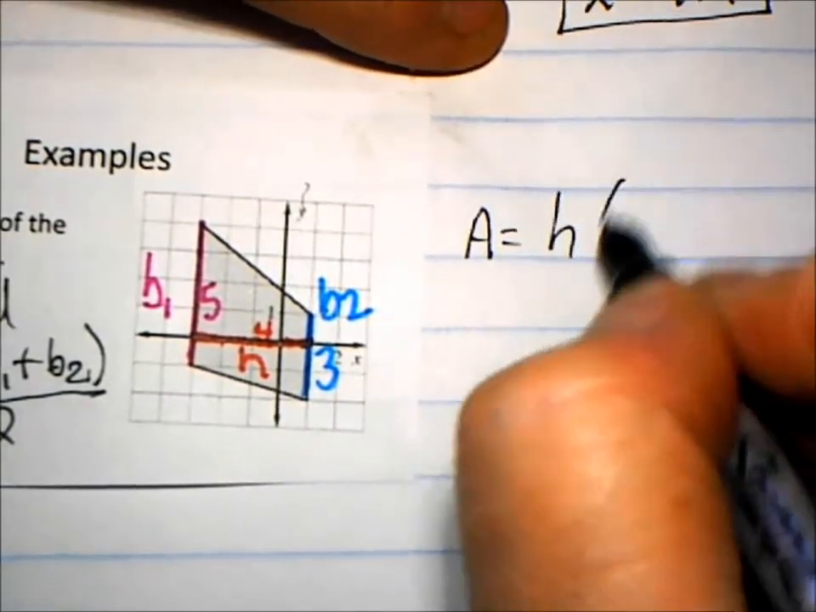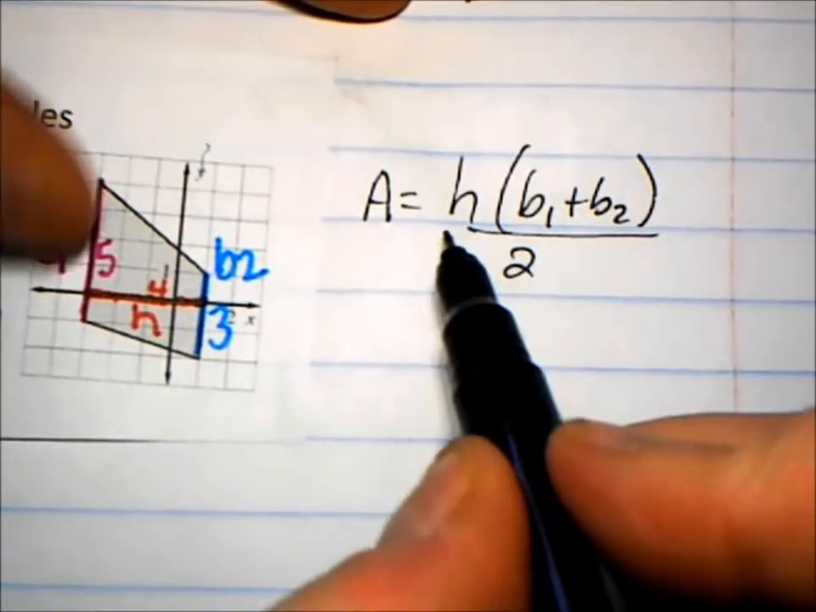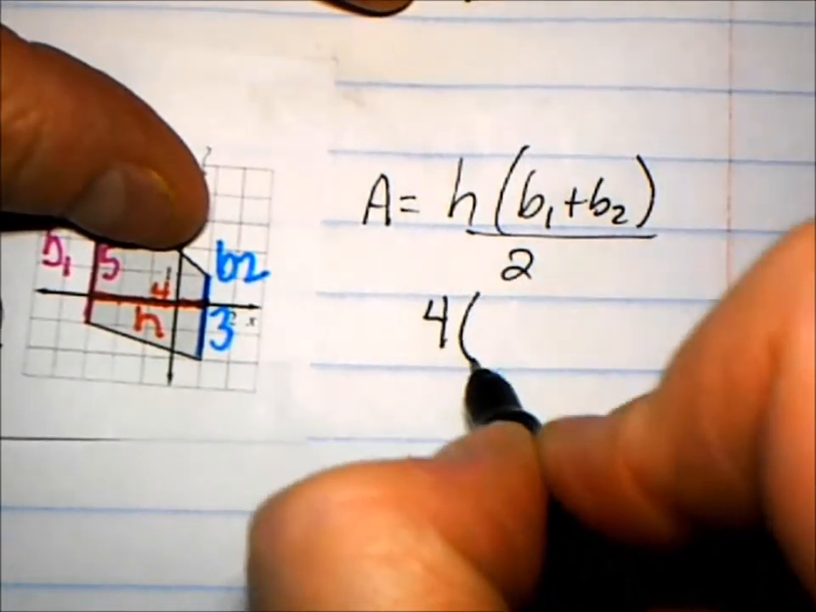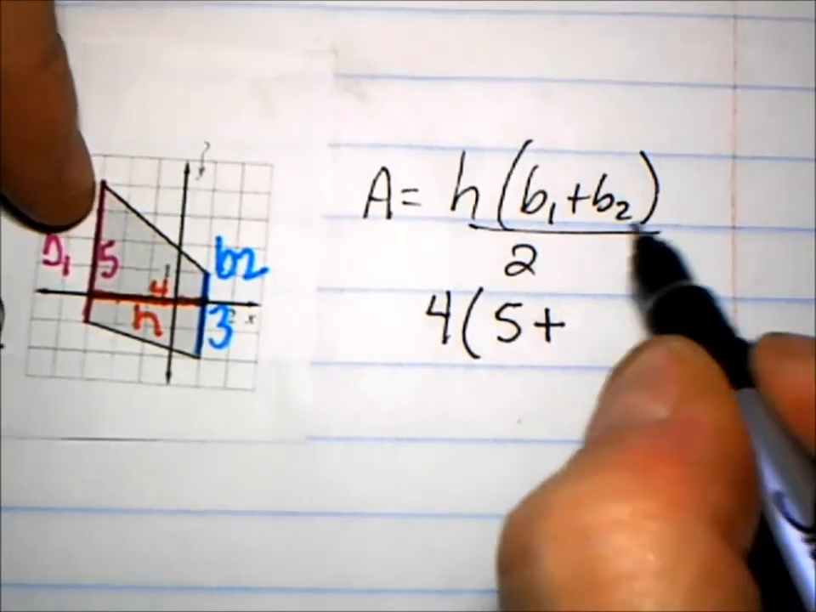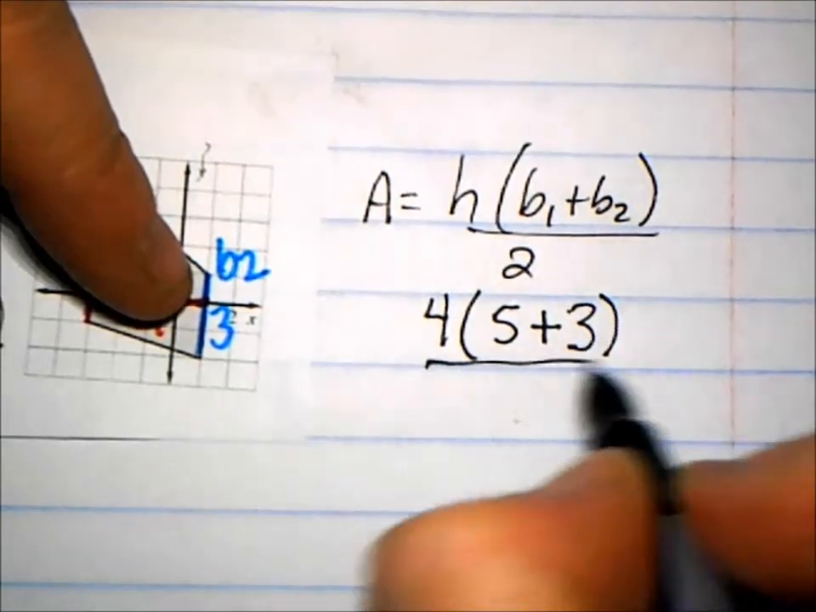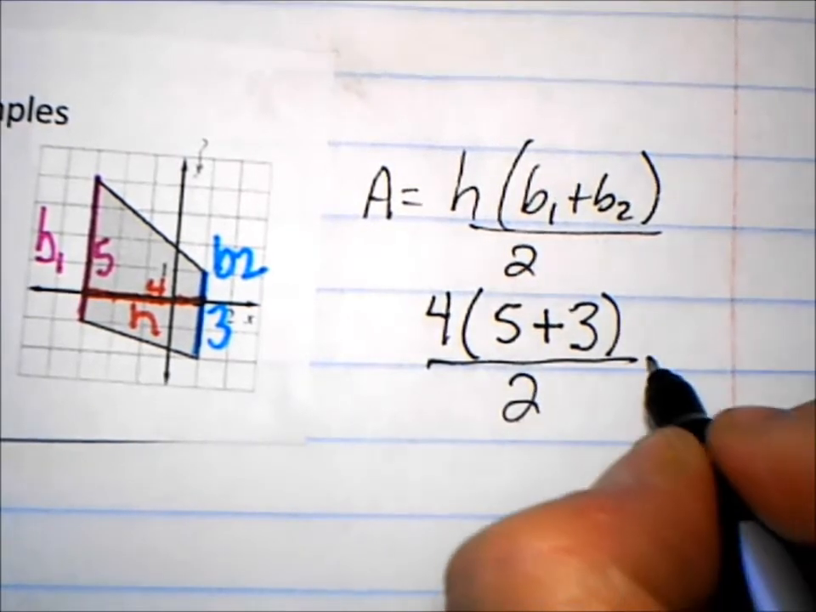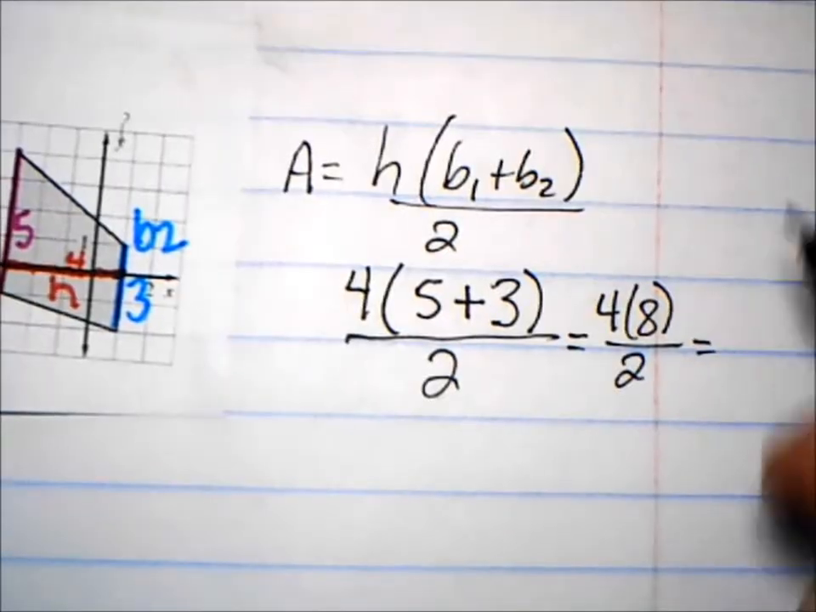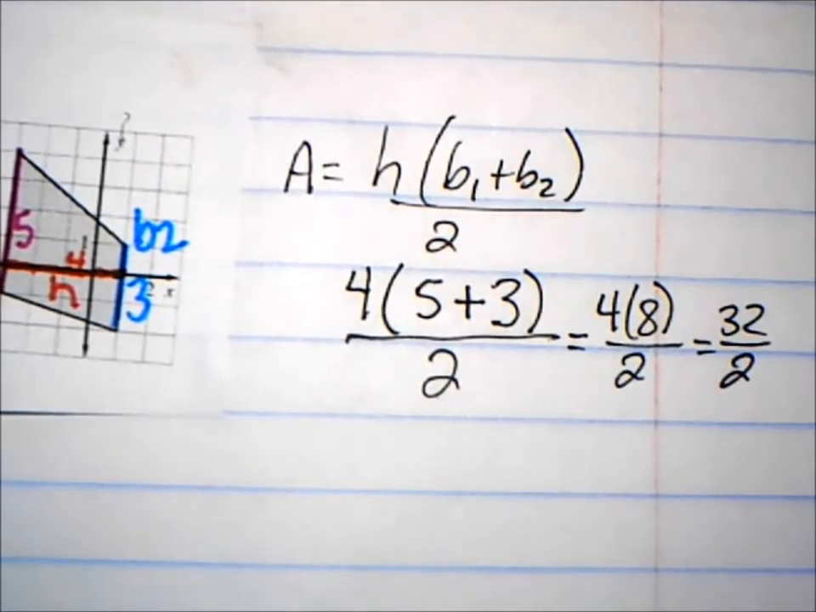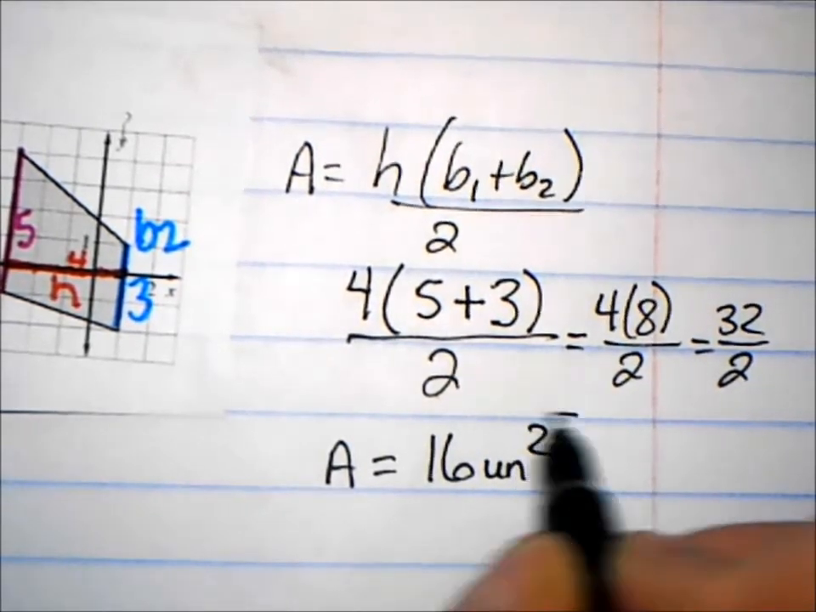So looking at my formula, the height was 4, base 1 was 5, plus base 2, that was 3, and then I'm going to divide by 2. Okay, 5 plus 3 is 8, and 4 times 8 is 32, divided by 2 means my area is 16 units squared.